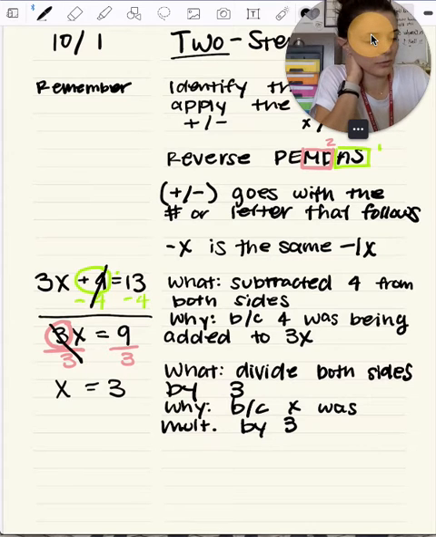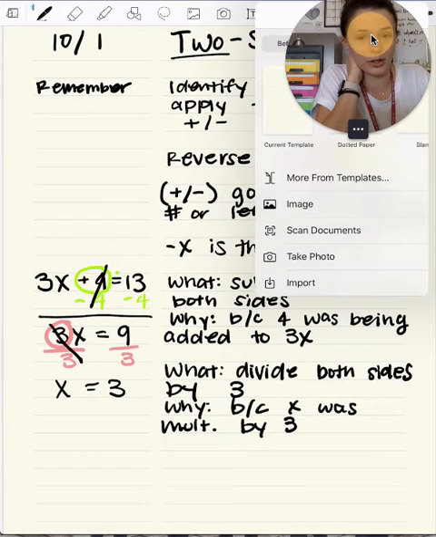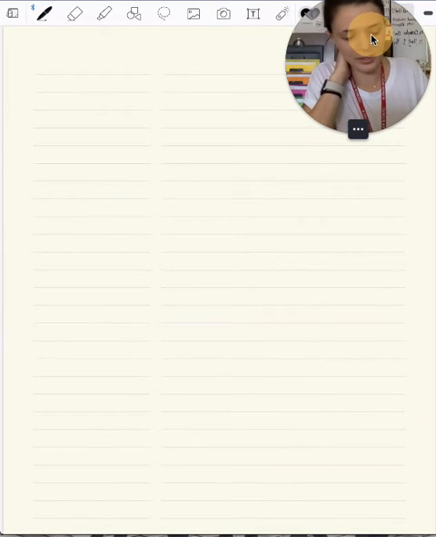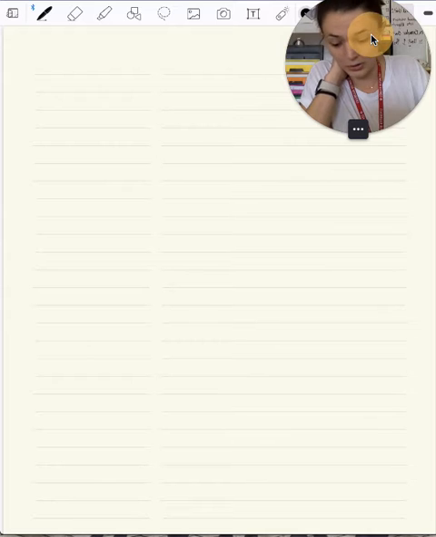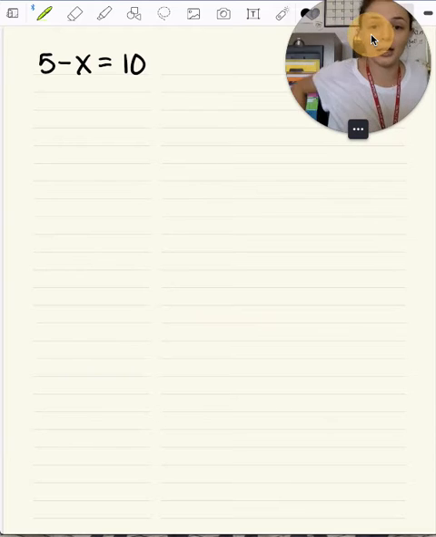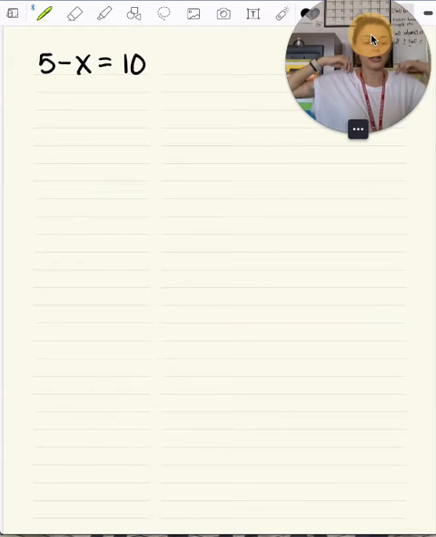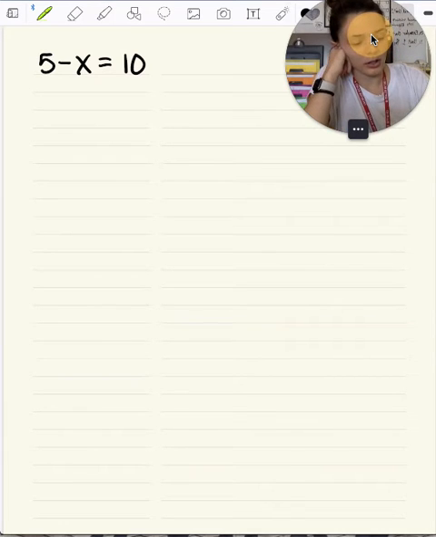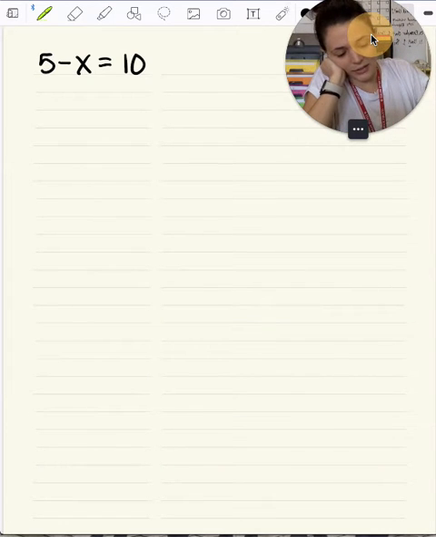Okay, so I'm going to move to a new page for the next one, but if you still have room on your paper, keep going on the same page. The next question we're going to do is 5 minus x equals 10. Now again, the first thing that I want to look for is if I have any addition or subtraction. So I see this negative sign right here in the middle in front of the x.